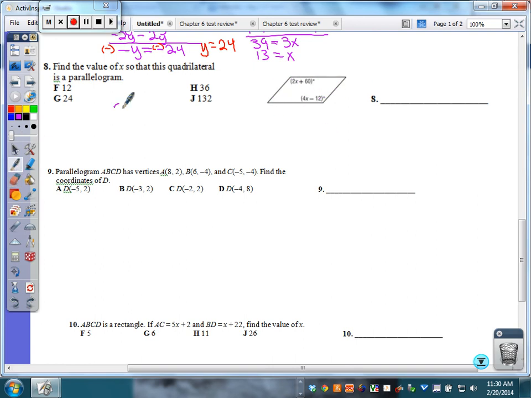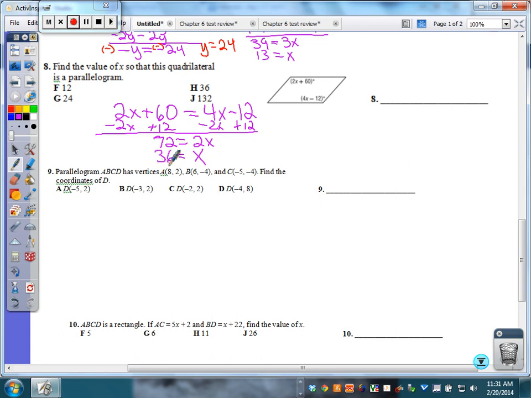So we're just going to take 2x plus 60 equals 4x minus 12. I have to find out what this missing value is so that these two angles will be congruent to each other. So I subtract the 2x from both sides, and we'll go ahead and add this 12 to both sides. Just go ahead and skip a step here. So we have 72 equals 2x. Therefore, x equals 36.